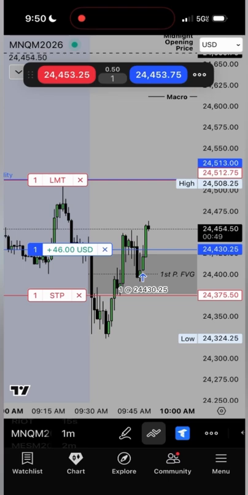We also have a small SIBI to the left of price. I want that to act as support for price, as well as an order block that I'm going to label in a quick second here.